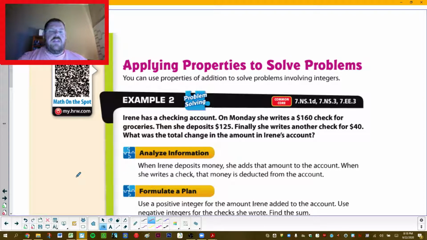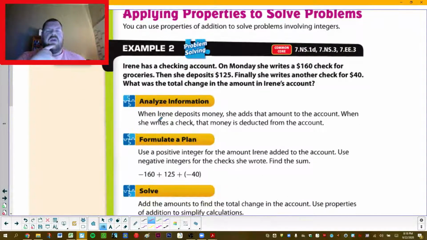So Irene has a checking account on Monday. She writes a $160 check for groceries. So if we're looking at her account, that's negative 160 that comes out. Then she deposits 125. So she's putting $125 in. And then finally she writes another check for $40. And we're just looking for what is the total change in her account. We don't know how much is in her account to start with, but we know some things that are happening.